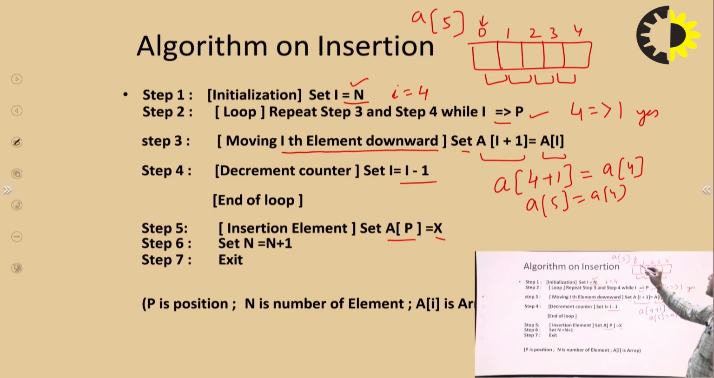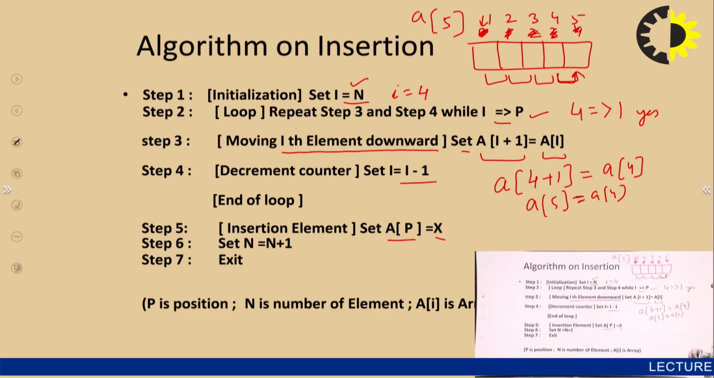For example, I am not taking the index position here, I am just taking the positions first: 1, 2, 3, 4, 5, like this. So what is this? This is an assignment. A4 will be assigned to A5, like this. Right? The loop will go on, moving the ith element downward. Then we decrement the counter. I is equal to I minus 1. Again, I is equal to I minus 1.